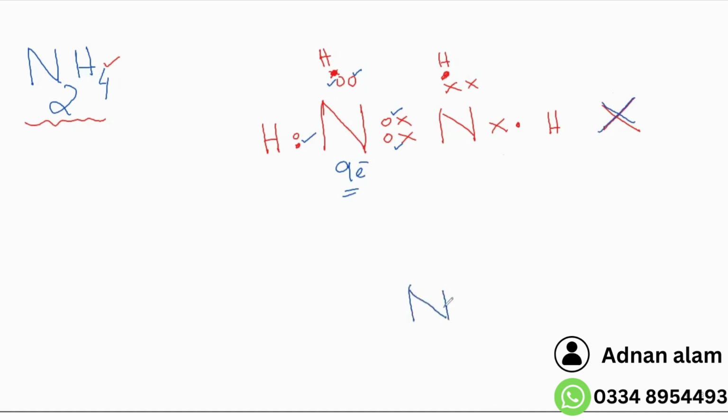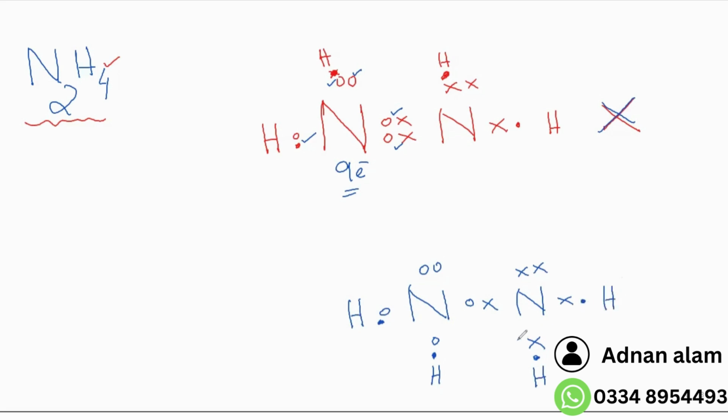So you need to go like this. 1, 2, 3, 4, 5. And the other nitrogen is like this. 1, 2, 3, 4, and 5. So there's a single covalent bond between the 2 nitrogen atoms. So one hydrogen will be here. The other hydrogen will be here. One hydrogen will be here. The other hydrogen will be here.